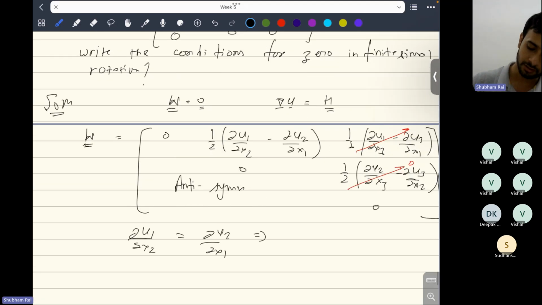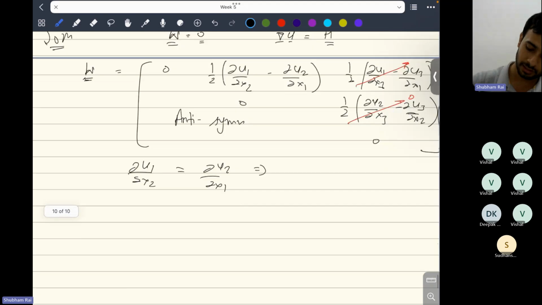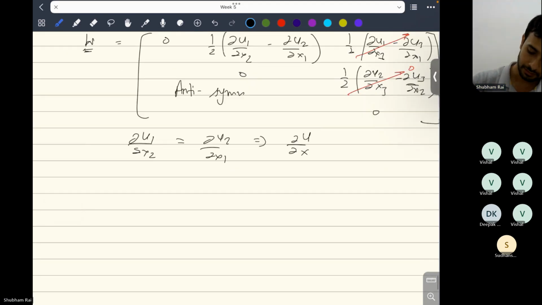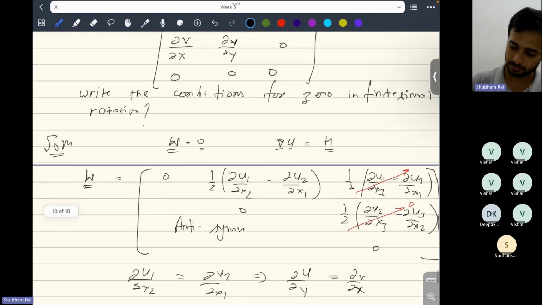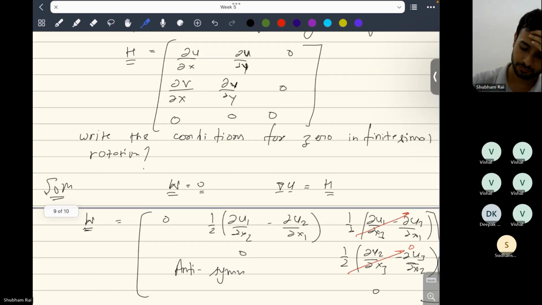If you compare, del u1 by del x2 is nothing but del u by del y. Del u2 by del x1 is del v by del x. So del u by del y should be equal to del v by del x. These off diagonal terms should be equal, only then the rotation tensor will be 0, and only then there will be 0 infinitesimal rotation. Del u by del y should be equal to del v by del x.